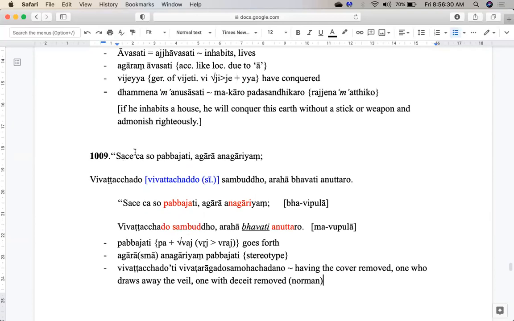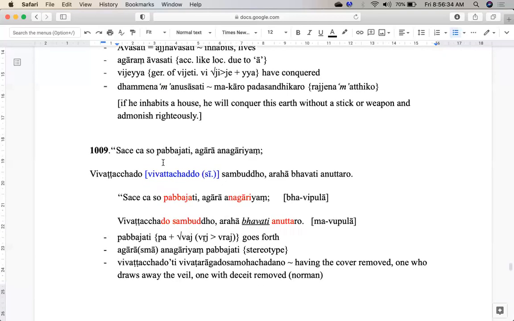But otherwise, pabbajati agarasma anagariyam. If he goes forth from the home life to homelessness, he will be vivattacchado sambuddho araha bhavati anuttaro. So bhavati is also future tense here: he will be, he will become vivattacchado, one who draws away the veil, and also sambuddho, the enlightened one, and also araha, he will be an arahant. So araha is modified by anuttaro.